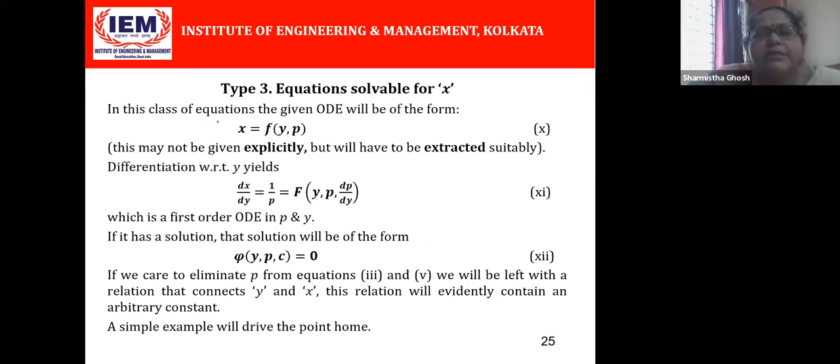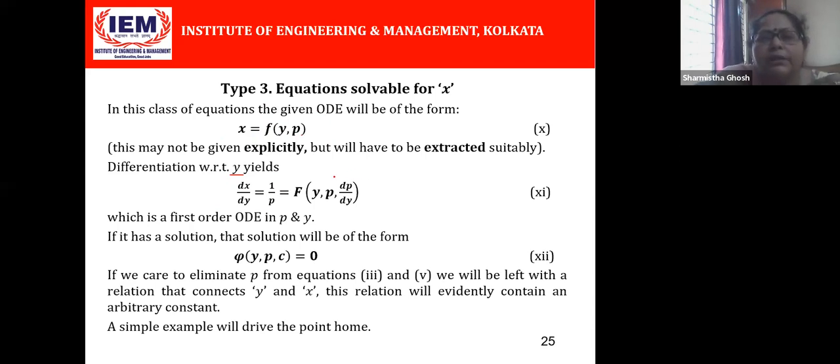Okay, so type 3 is now x represented as a function of y and p. So you can guess, previously it was y and we differentiated with respect to x. Now on the left hand side, you have x, so we differentiate with respect to y. So the left hand side will give me dx dy, and as we already told, dx dy we will be writing as 1 by p. And what will be the right hand side as you are differentiating? Please see, the right hand side contains y and p.